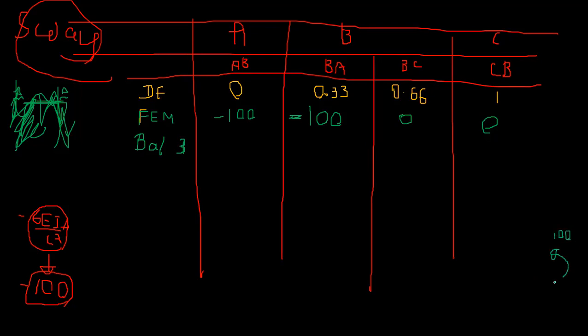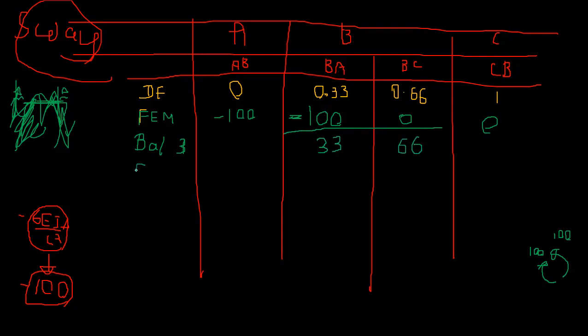To balance that, I need to add clockwise 100, right? So that means positive 100, I need to add it, because positive is our sign convention for clockwise, right? So this will take 33% and this will take 66%. So 100 into 0.33 means it's going to be 33 and it's going to be 66.